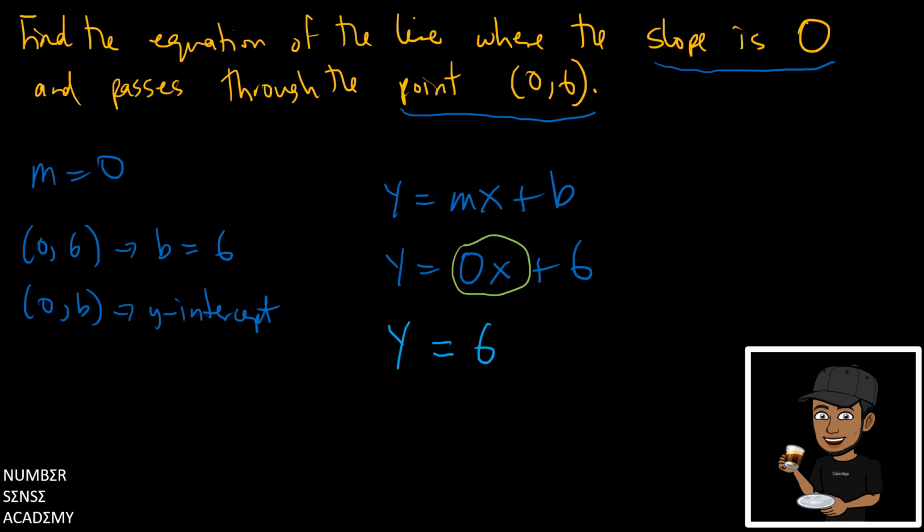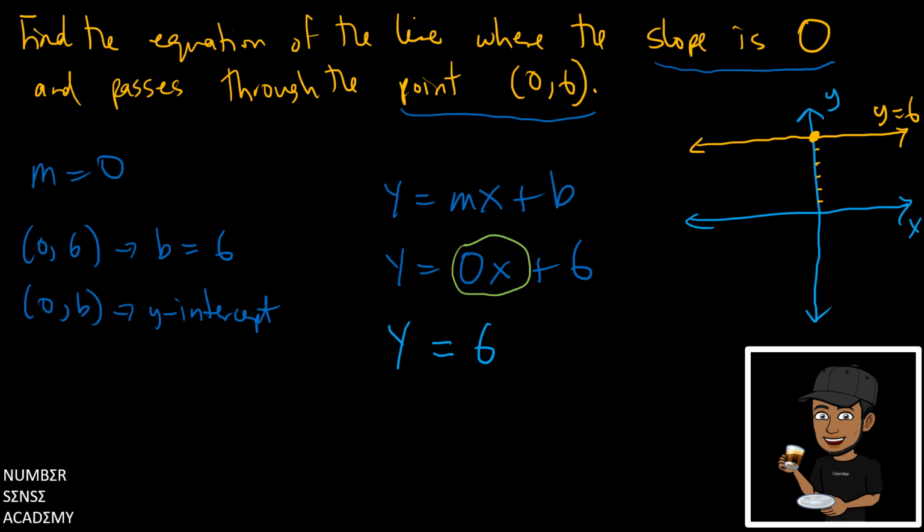And this is an equation. If you remember, this is just a line that is parallel to the x-axis. 1, 2, 3, 4, 5, 6. It's parallel to the x-axis, and it just runs horizontally. This is y is equal to 6. That's the equation, and that's the line. So it's okay to have something that looks like that.